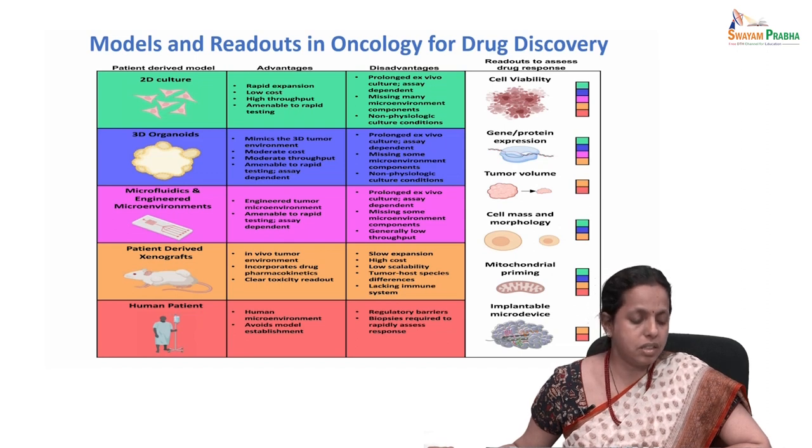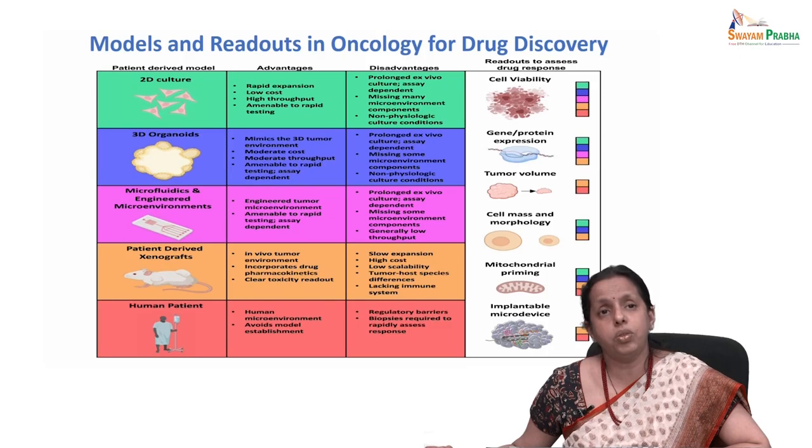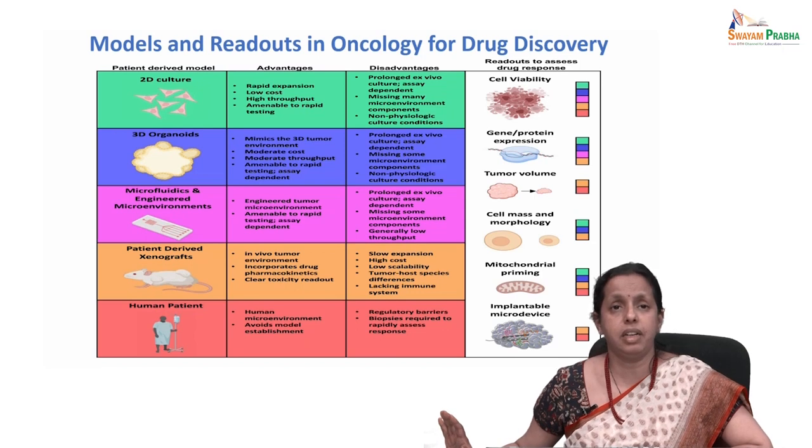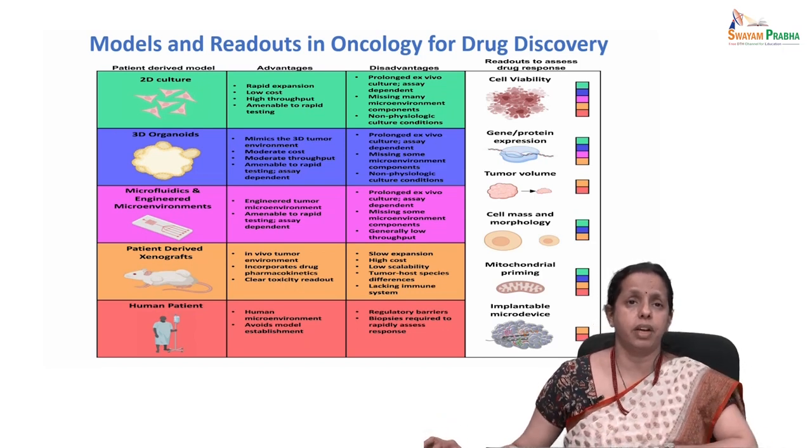Something a little better than this is your 3D organoids, where you just, as I mentioned, dissect your surgically obtained tumor tissues and then put them in a gelatin scaffold or on Matrigel, and allow them to grow in an artificial medium and temperature. The tumor cells grow, and along with them, for example in pancreatic ductal adenocarcinoma, you have the stellate cells growing. So you can say, yes, in my 3D environment I'm able to bring in the tumor microenvironment.